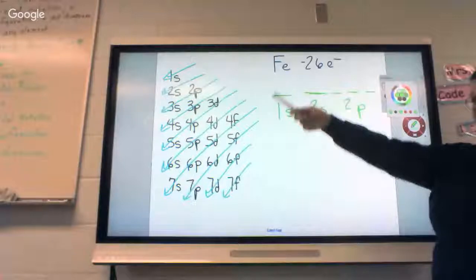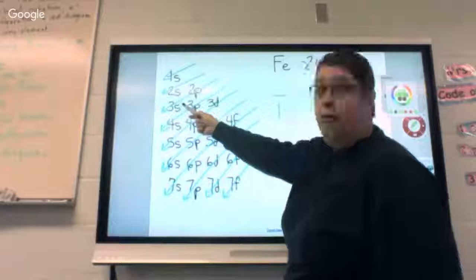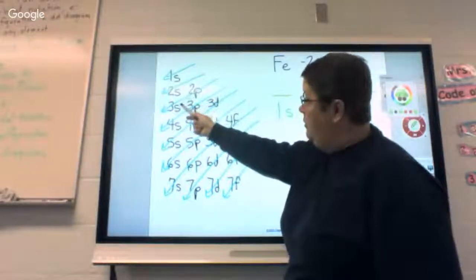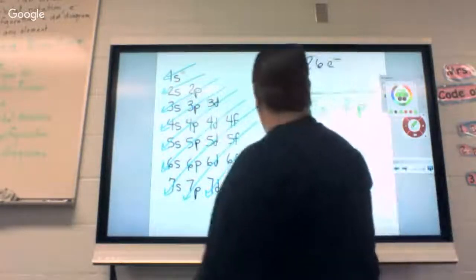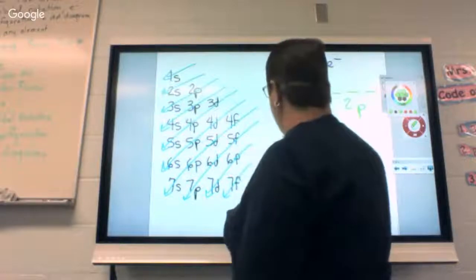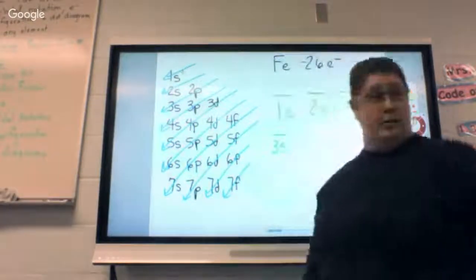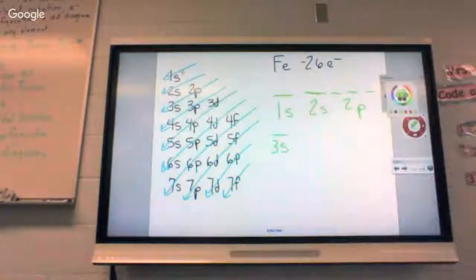What comes after 2p? After 2p, what do I see, Ashai? Okay, so how many lines go above the 3s? Why is it a 1? And an s sublevel.